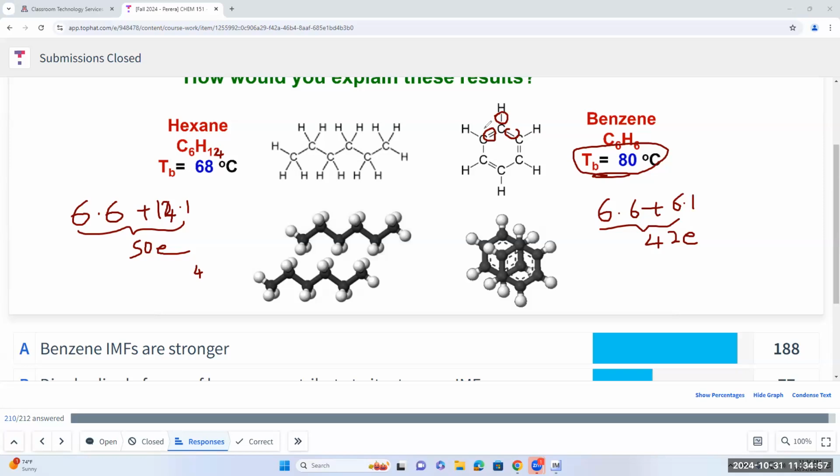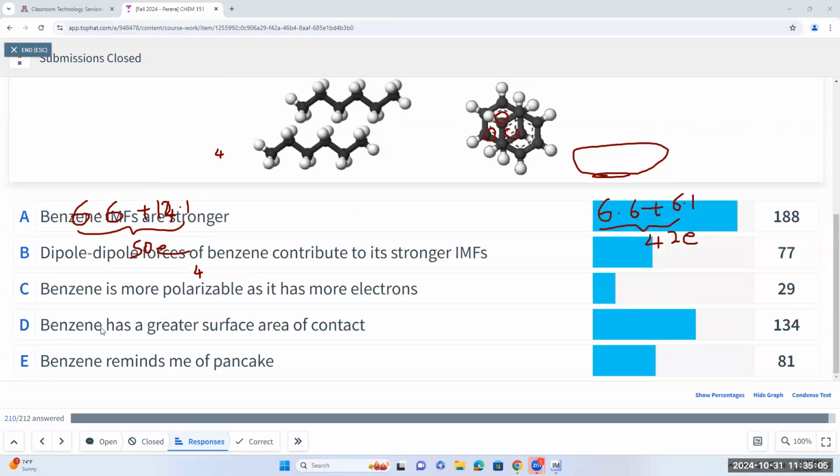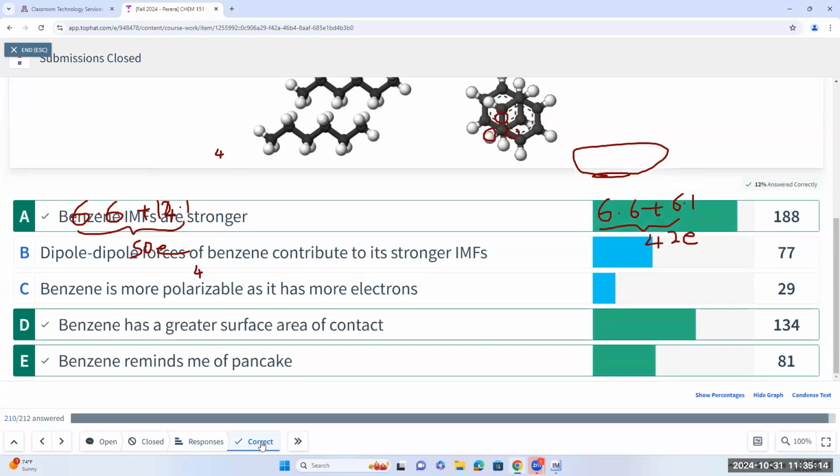So what are the correct answers here? Benzene has overall strong intermolecular forces. And why is that the case? Because benzene has a greater surface area of contact due to its planar geometry. And also, benzene reminds me of pancake. That is also correct. All right, I'll reopen the question.